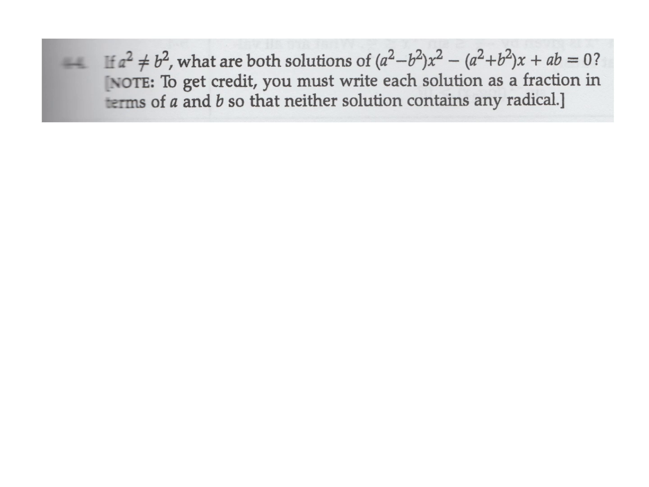If a squared does not equal b squared, what are both solutions of a squared minus b squared times x squared minus a squared plus b squared times x plus ab is equal to 0? All right, well, we got a couple choices here. We can use a quadratic or we can factor.